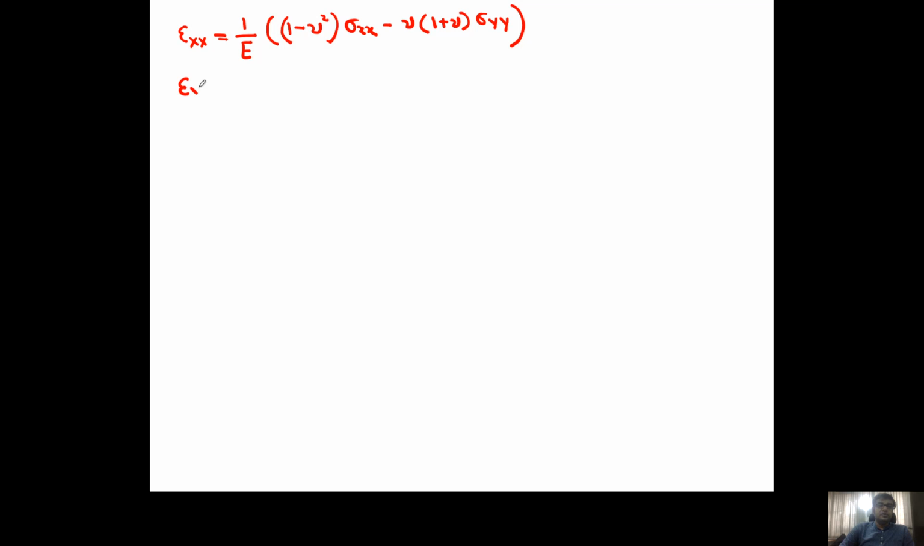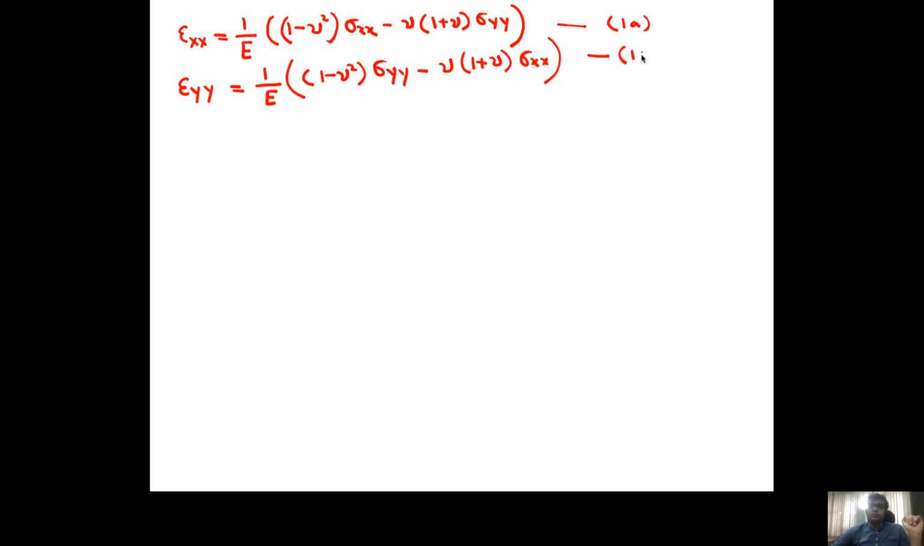And similarly, epsilon yy is equal to 1 by E, 1 minus nu square sigma yy minus nu 1 plus nu sigma xx. Let me call this equation 1a, this as equation 1b, and this is the same slide where everything will now be carried out. So first let us write down this strain compatibility condition.